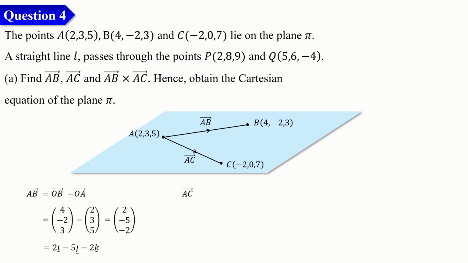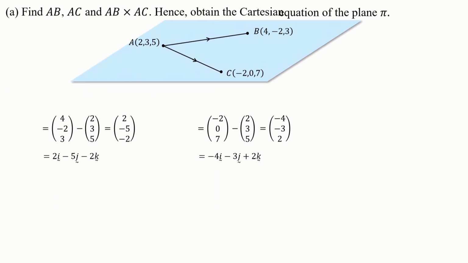Vector AC, the same, is just OC minus OA. So OC is negative 2, 0, 7 and OA is 2, 3, 5. So we subtract those values, we get negative 4, negative 3, 2. Or this is equal to negative 4i minus 3j plus 2k. So we already have vector AB and AC.